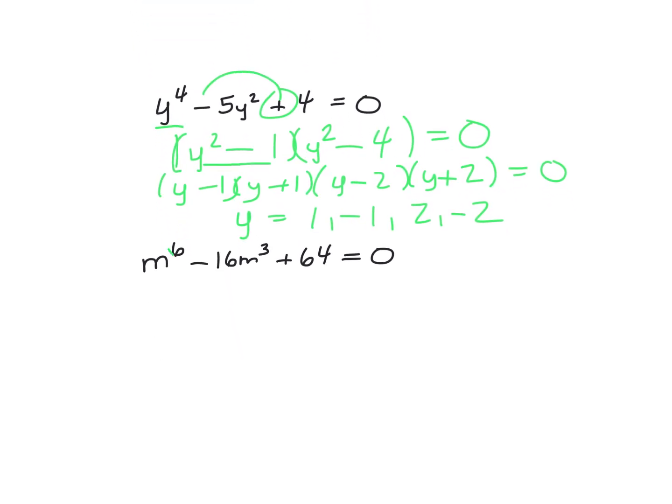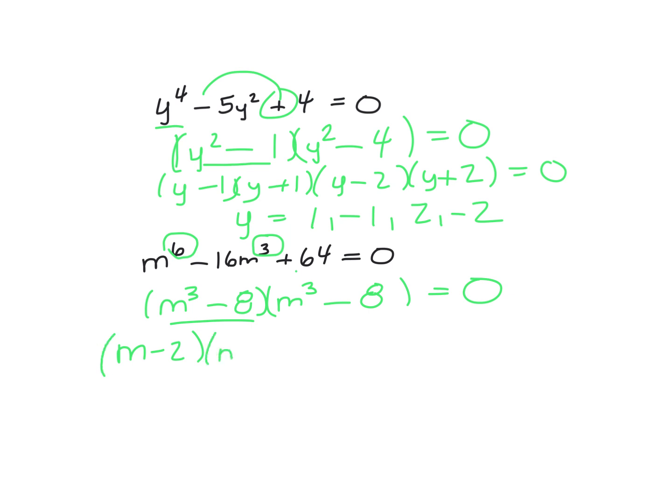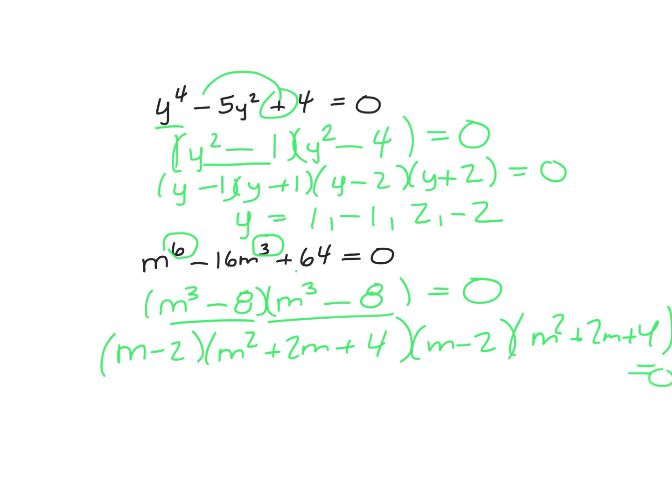This next one here, you can see this power is double that power, so this is quadratic form. I could start out with m to the 3rd and m to the 3rd. Both signs are negative. I need factors of 64 that are going to give me a negative 16, which would be 8 and 8. And then this is difference of cubes. So I'm going to have m minus 2. And then I square the m. I multiply together, make it positive. I square the 2, which gives me 4. And then I'd have the same thing here, so I'd have another m minus 2 times m squared plus 2m plus 4. And if I'm solving this, I would set all of these equal to 0.